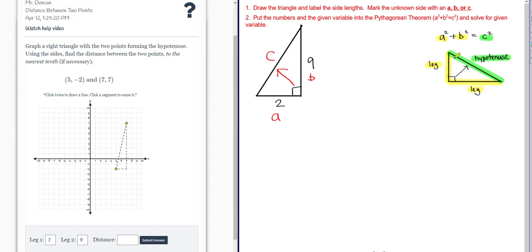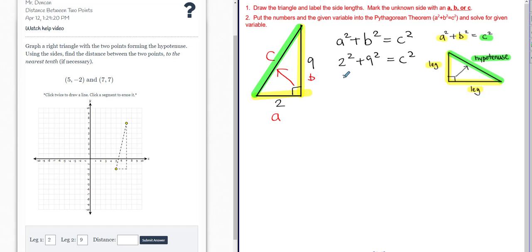If I use my cheat sheet over here, the sides that touch the square, those are my legs. So I've got 9 and 2, or A and B. And then the side that is across from the right angle, that's my C value. Now I'll plug the values into the Pythagorean theorem, and I have A squared plus B squared is equal to C squared. So 2 squared plus 9 squared is equal to C squared.